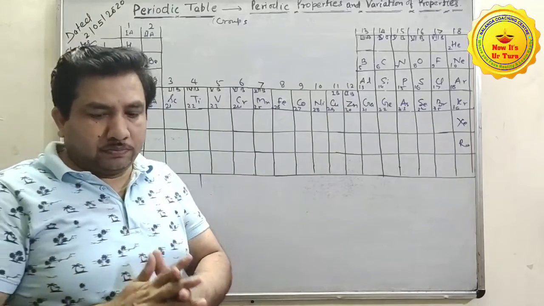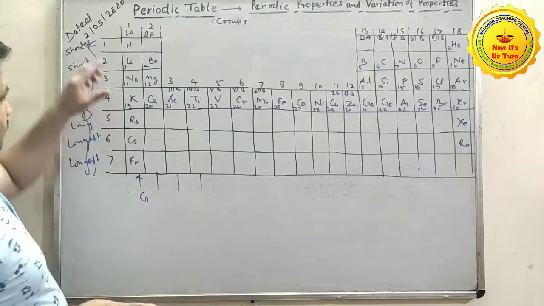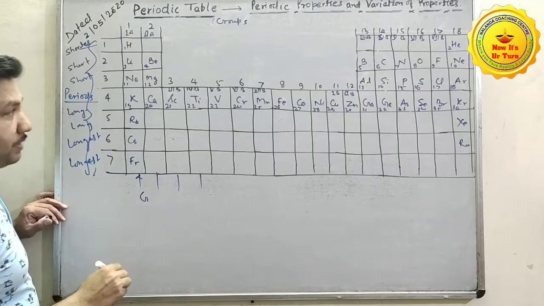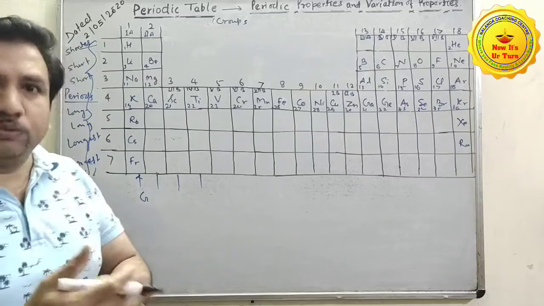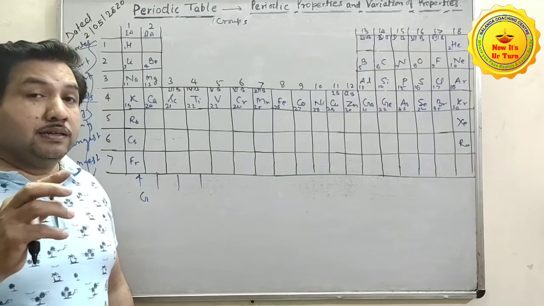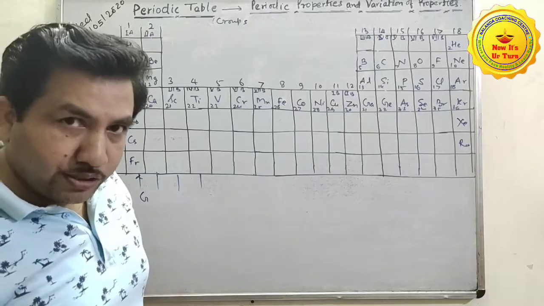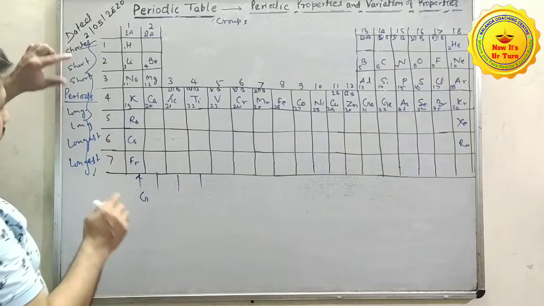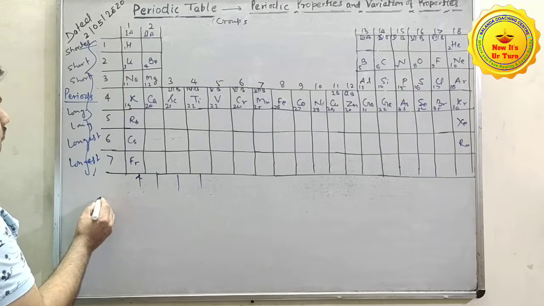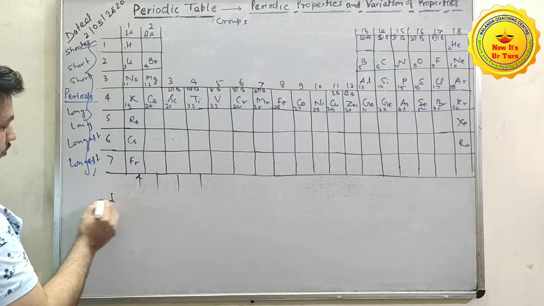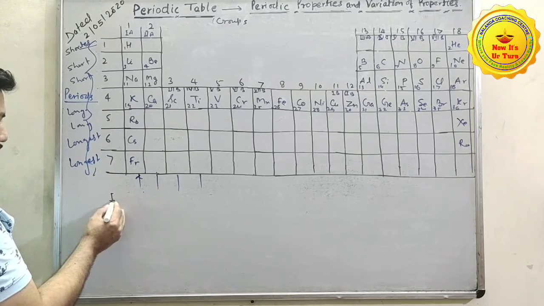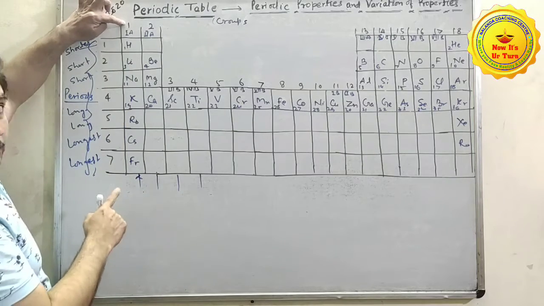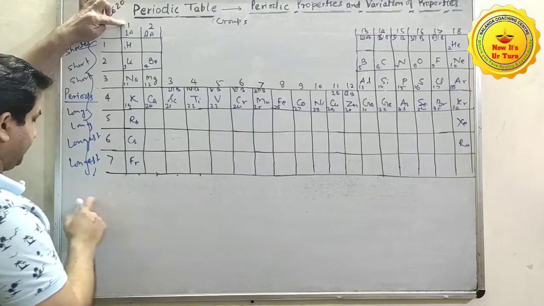But here we study in another way, like elements of first group, these are alkali metals. It means first criteria of the classification of elements: metals, non-metals and metalloids. Clear? And second one, elements of first group. Here, elements of first group are called alkali metals.